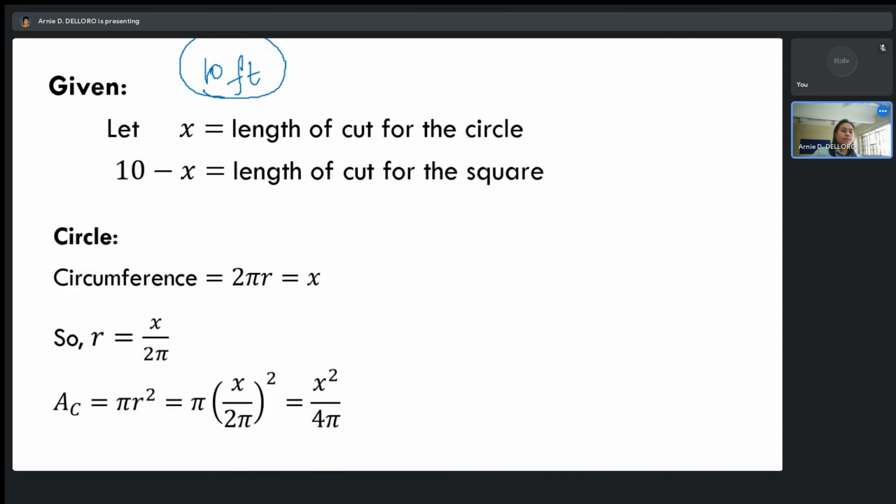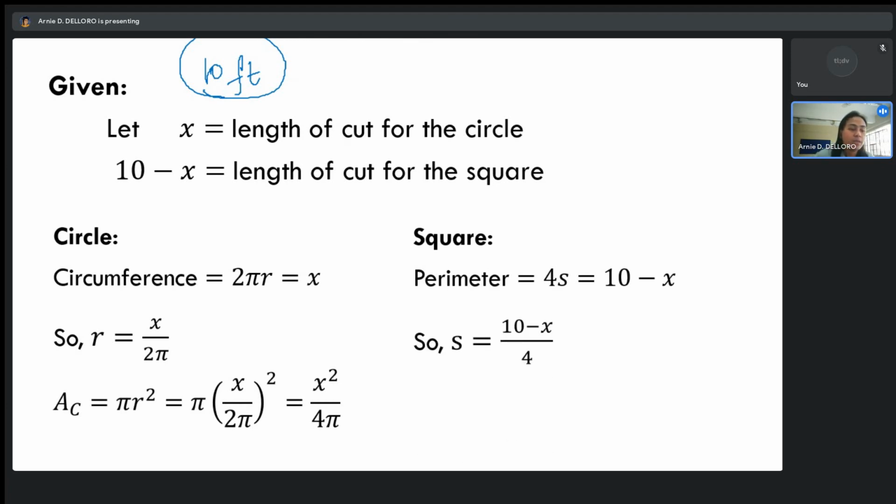Okay? So 4 pi. For the square, same lang naman. Ano yung perimeter ng square? Diba we have 4s. Okay? Then sabi natin, length of cut for the square is equal to 10 minus x. So equate natin yung 4s sa 10 minus x. Then, this will give us the value of s equal to 10 minus x all over 4.